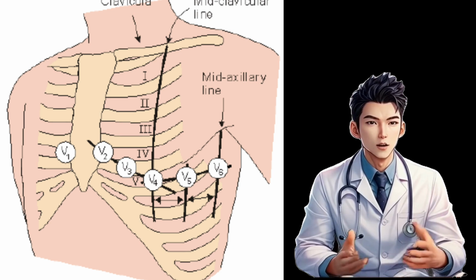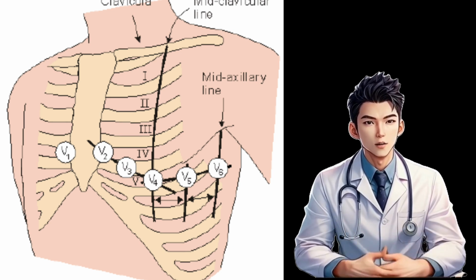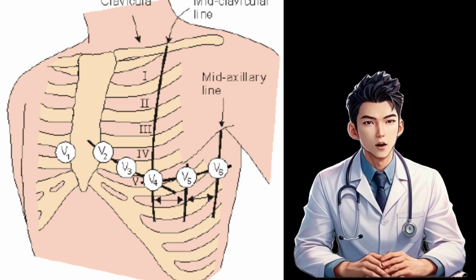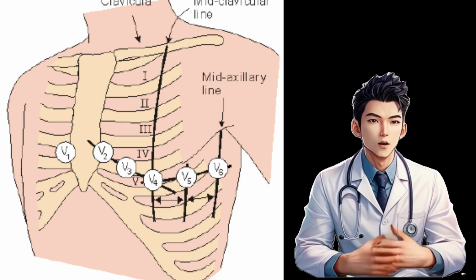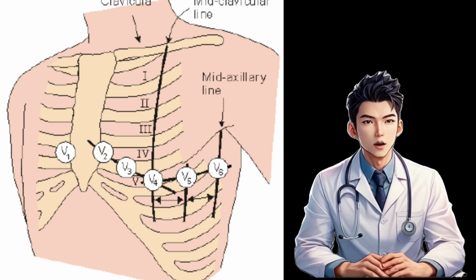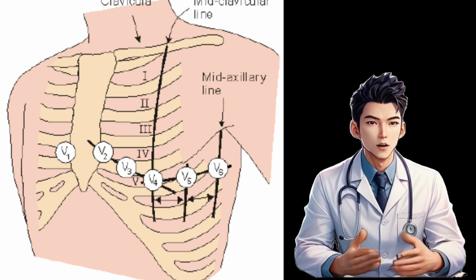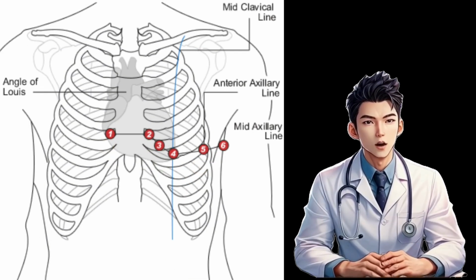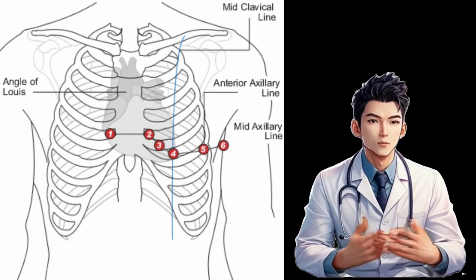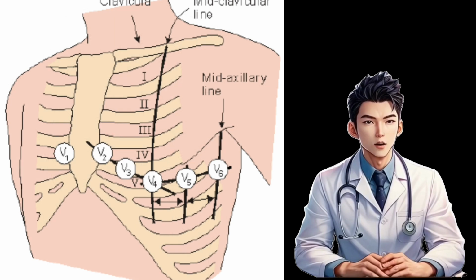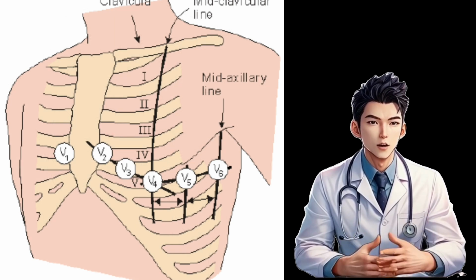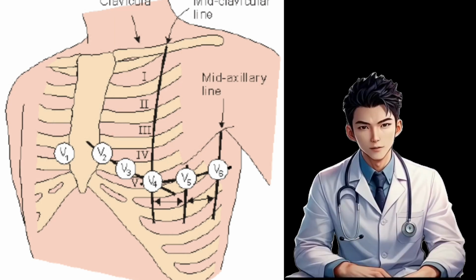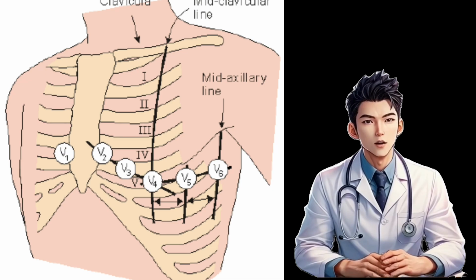So V1, V2 in the fourth intercostal spaces, V1 on the right side, V2 on the left side. V4 in the fifth intercostal space, and V3 is placed between V2 and V4. V5 and V6 are placed in the same line as V4. V6 is placed in the mid-axillary line. These are the locations of the precordial leads.